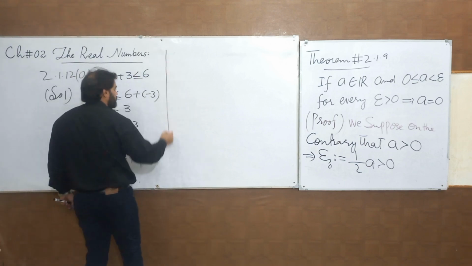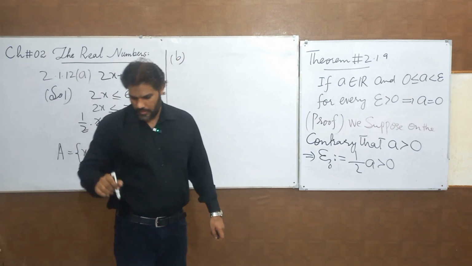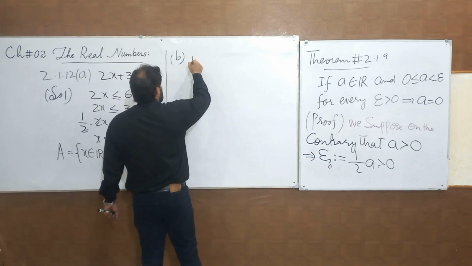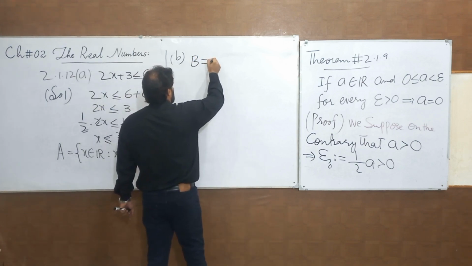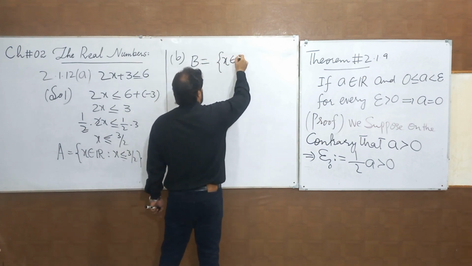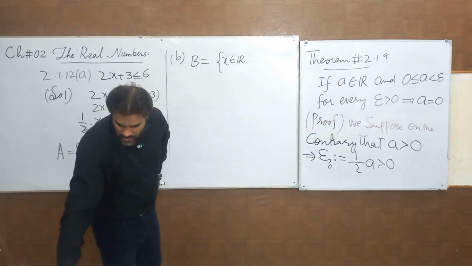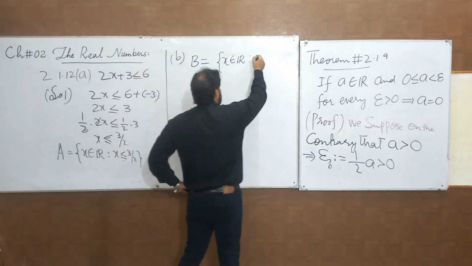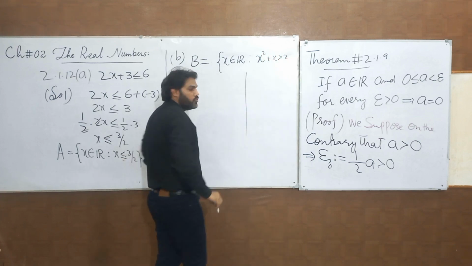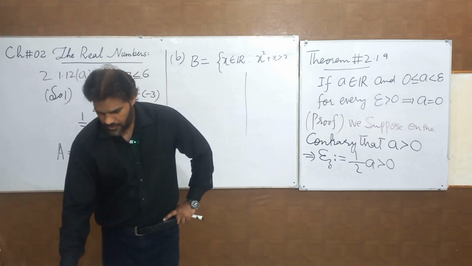Next one, it's the B part. In the B part, we have a set B that consists of the set of x belonging to R such that the expression x square plus x is greater than 2. X square plus x is greater than 2. Here we will use theorem 2.1.10.